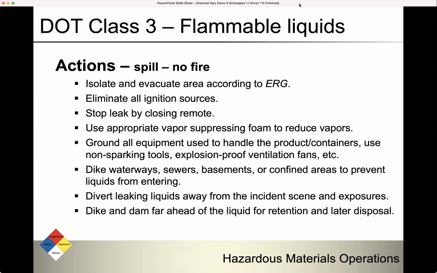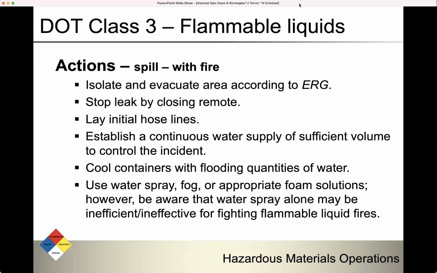How do we know that? We're going to monitor. If the amount of vapors is less than the lower explosive limit, then we don't want to put vapor suppressing foam down because that just makes a bigger problem. We're going to ground all equipment and use explosion-proof fans if we need to. We're going to dike waterways, sewers, basements, or confined areas. We're going to divert leaking liquids away from the incident scene and exposures. And we're going to dike and dam far ahead of the liquid for retention and later disposal.